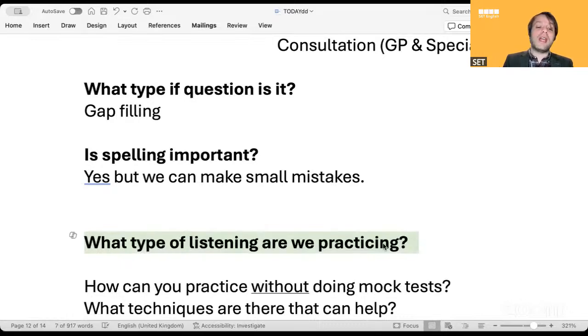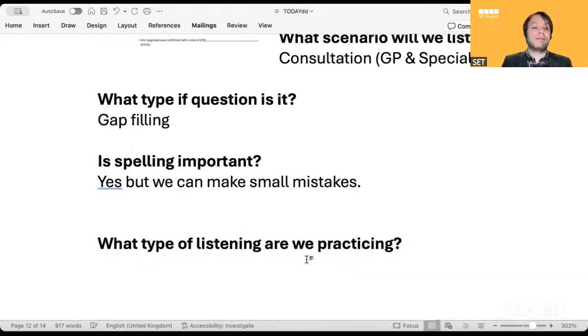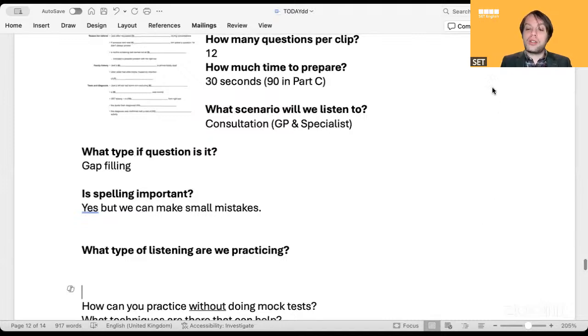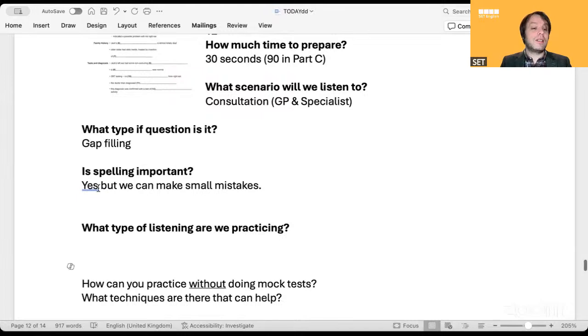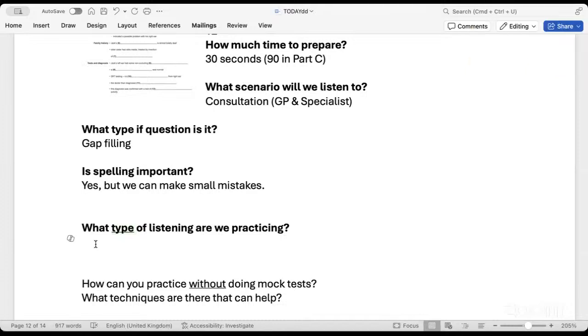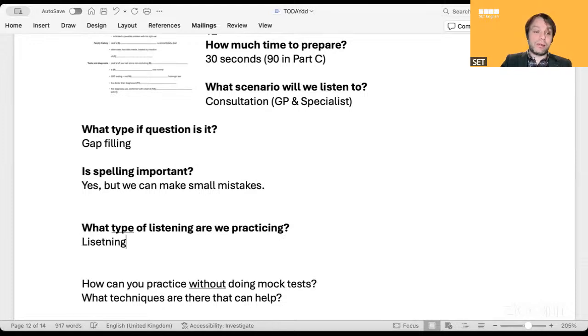Okay, Gloria, what type of listening are we practicing? Or we could try Manuela. Mariana, who I was speaking to at the start. What type of listening is it? Listening for detail. If you're going to practice, yeah, listening for details. Okay.